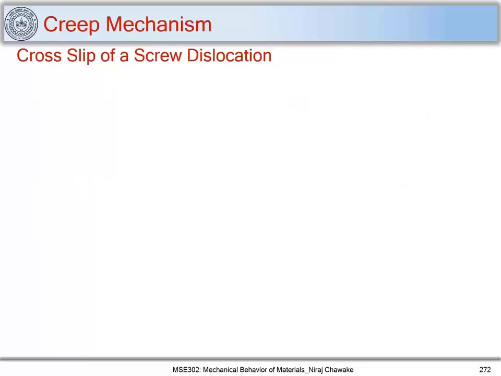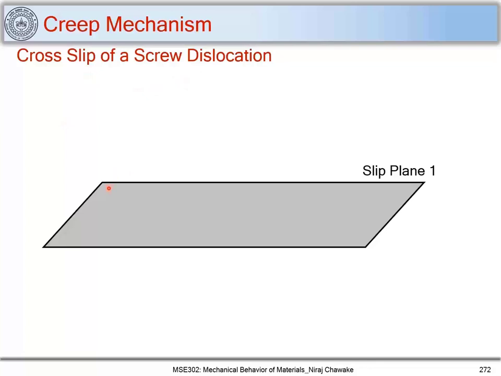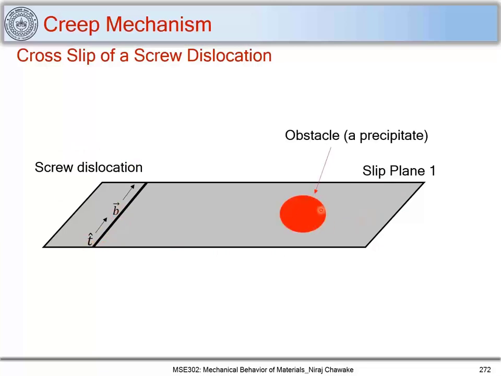Now let's look at dislocation-based mechanisms. That is the cross slip of a screw dislocation. We have been introduced to what cross slip is. In this case, let's say this is our slip plane, and this is a screw dislocation. What is a screw dislocation? You have the tangent vector parallel to the Burgers vector. Let's say there is an obstacle or a precipitate on this slip plane, and when this screw dislocation glides on the slip plane, it faces this obstacle, and thus it glides and comes over here.